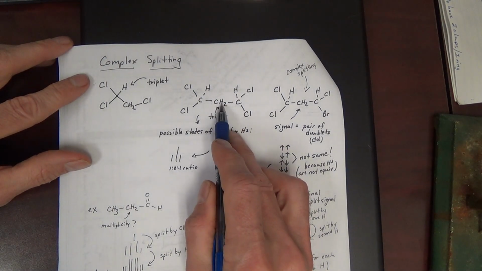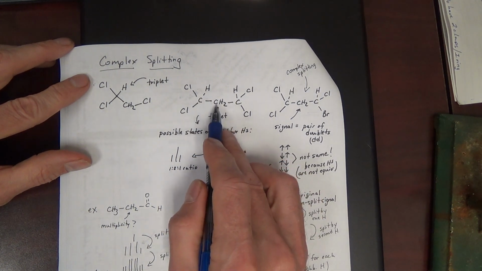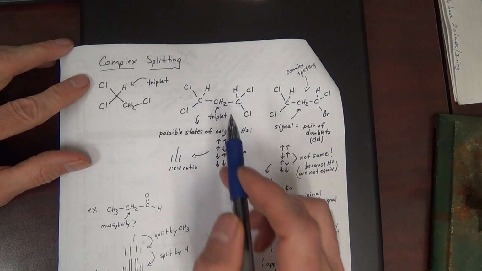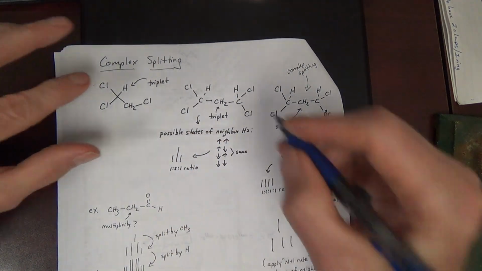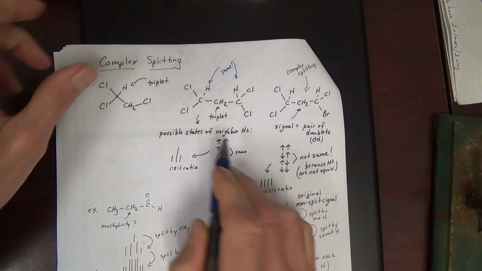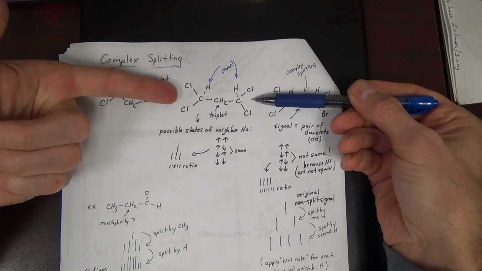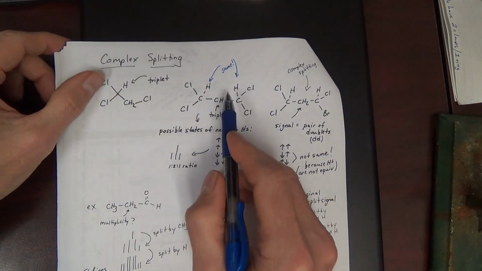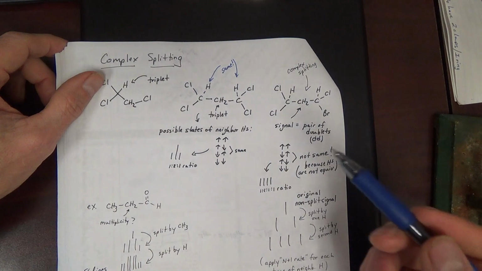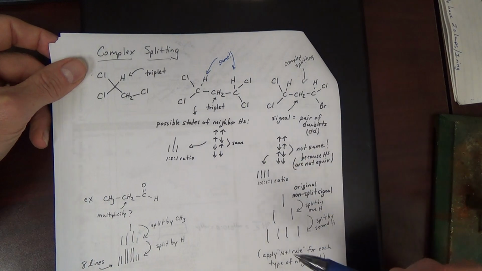This signal would also be a triplet. It also has two neighbors, one on this side within 3 sigma bonds, and one on this side within 3 sigma bonds. Importantly, those two H's are the same. It's a very symmetrical molecule. These H's are bonded to a carbon, each with 2 chlorines. They're the same, so we can just count those as 2. N plus 1 is 3. Triplet. The two scenarios are going to be the same if the H's are the same.